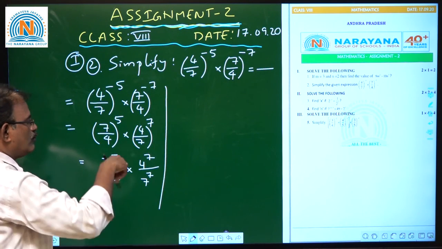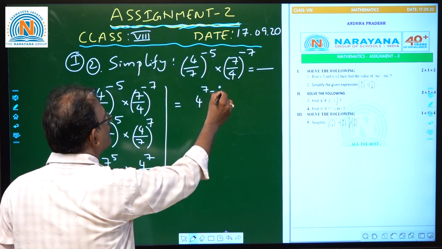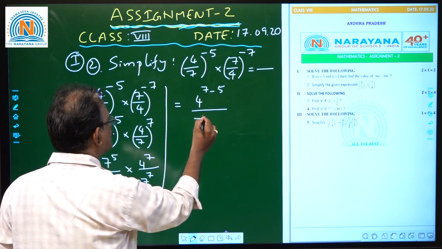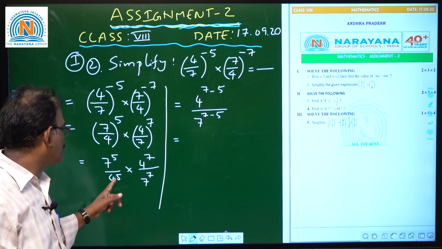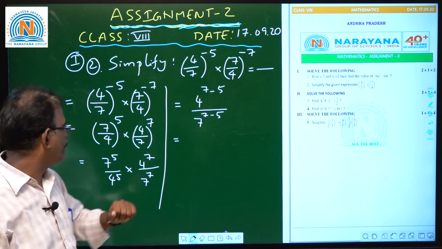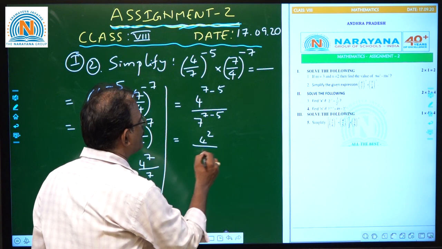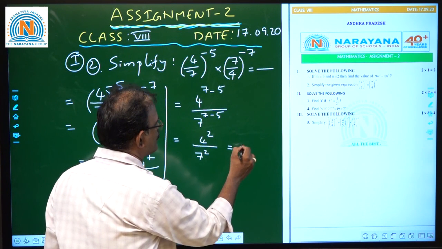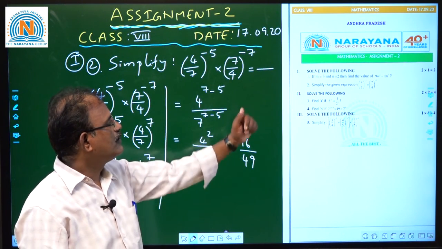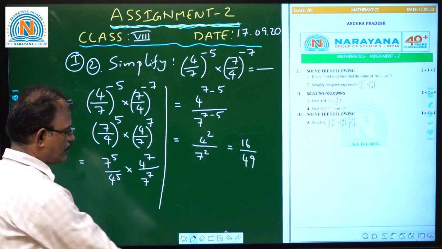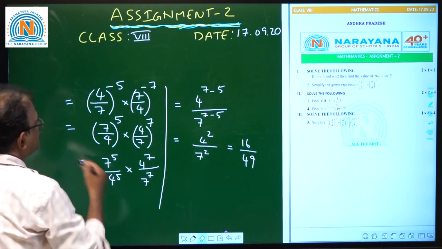So according to the highest power, it is better to transpose, that is 4 power minus 5 and this is 7 power minus 5. So when you transpose 4 power 5 from denominator to numerator it becomes minus 5, and 7 power 5 from numerator to denominator becomes minus 5. So this is 4 square by 7 square. This will be equal to 16 by 49. This is about simplification of the given expression, children. Okay, so our next question from the second Roman, children.